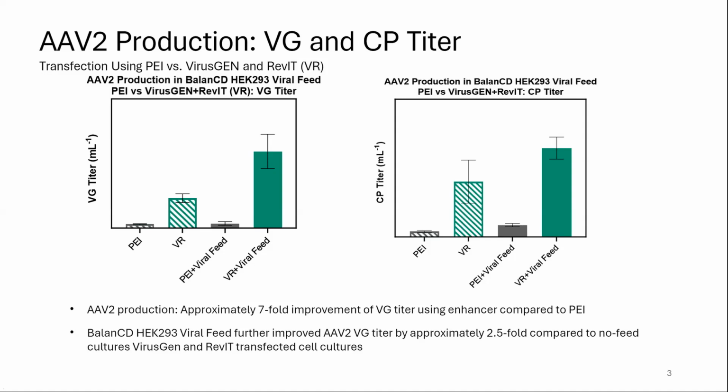So the good news is that for both of the transfection reagents, viral feed was able to improve the VG titer, even though the VR is way higher than the PEI. And so that's for the VG titer. When you look at the CP titer, it's pretty much a similar story. I think we're fine with the VG over CP slides. So yeah, this is what I would like to clarify.